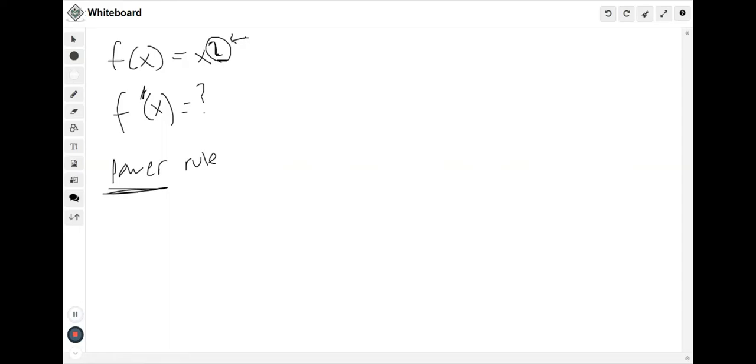What the power rule says is that to take the derivative of a function, let's take our function as f of x equals x squared, we take our exponent, which is 2, and move it to the front and multiply. Then we subtract 1 from the exponent. So we end up with 2 times x to the 2 minus 1, which is the same thing as 2 times x to the first, which is 2x.